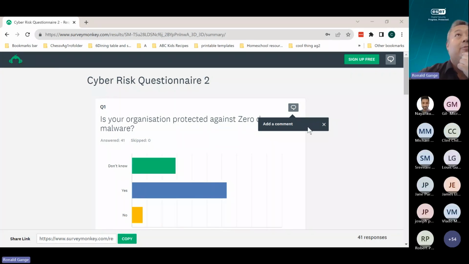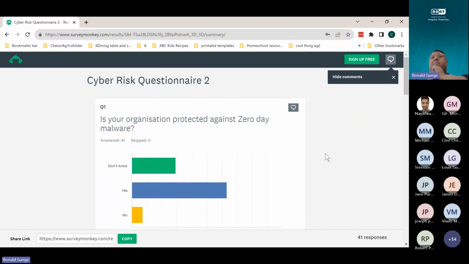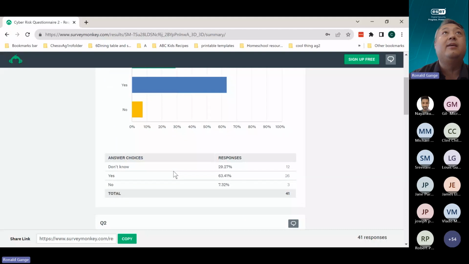Okay, just going through some of the questions and the answers that we have. Is your organization protected against zero-day malware? Don't know is quite a big percentage, and yes, and some no's. It's good that we have bigger yeses. Now, the answer for this is that if you have ESET Protect Advanced or above, so if you've upgraded from entry to advanced, anything above that, so advanced, complete, and elite, as well as, of course, the MDR or the managed services, you're protected against zero-day malware.